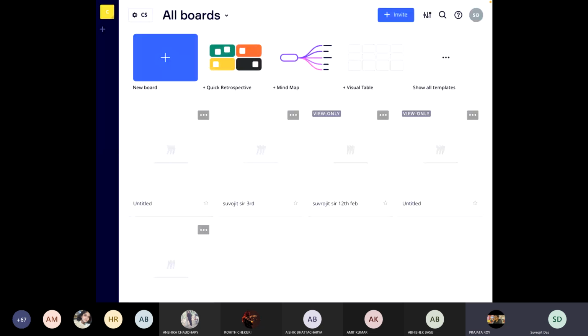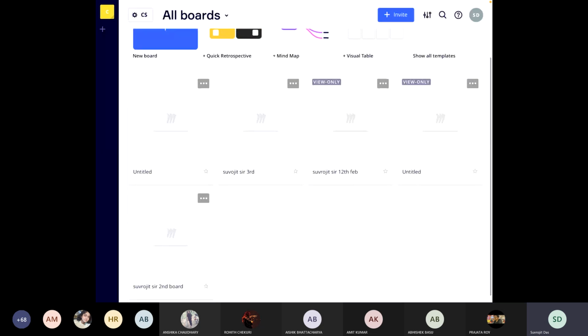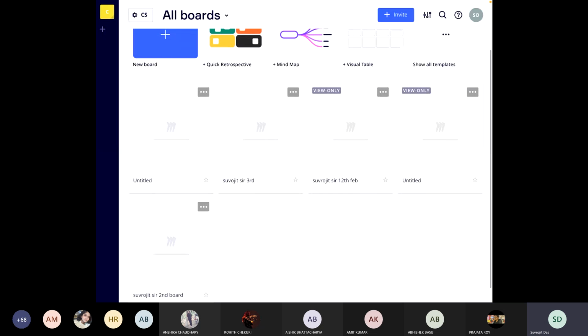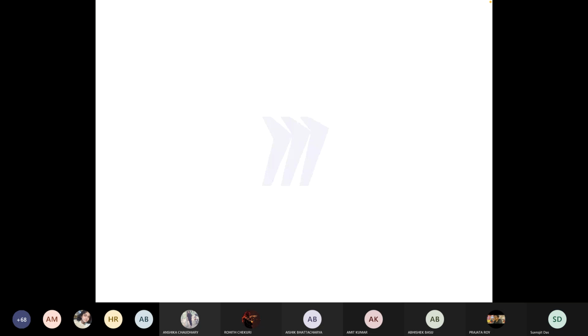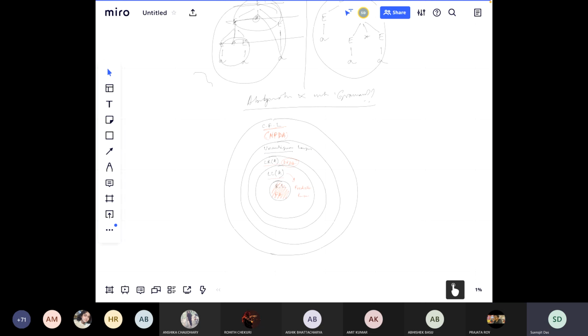Okay, somebody created Shubhrajit sir third board, second board, Untitled, and I find that this Untitled board on the left, this one is the board that has the contents of the previous classes on grammars. That's okay. Now I have to check whether I can edit that or not. Okay, sir.